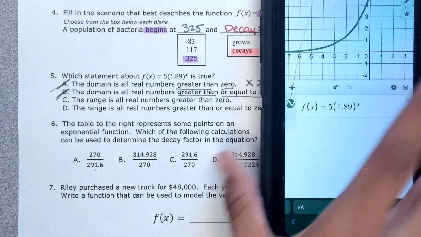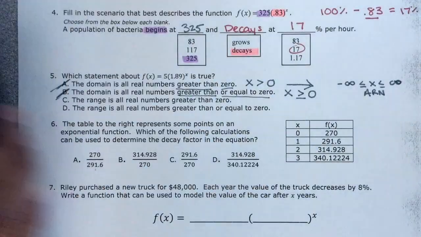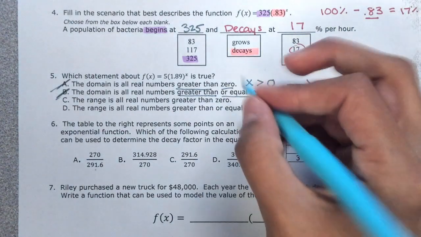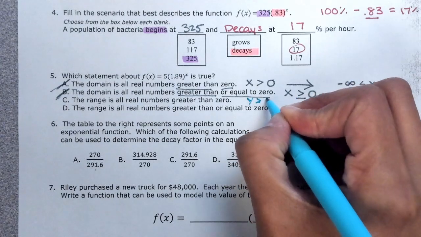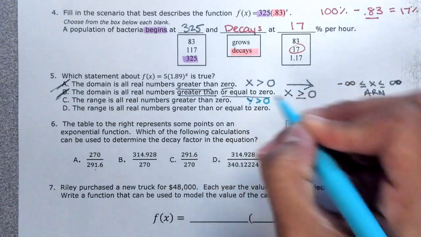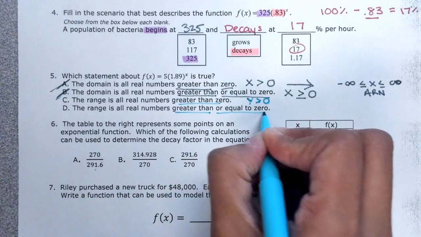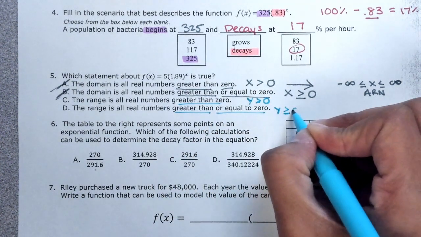This one says that the range is all real numbers greater than 0. Okay, so my range is the y. So all real numbers greater than 0. This one's all real numbers greater than or equal to 0. So slight difference here. Okay, so let's see.